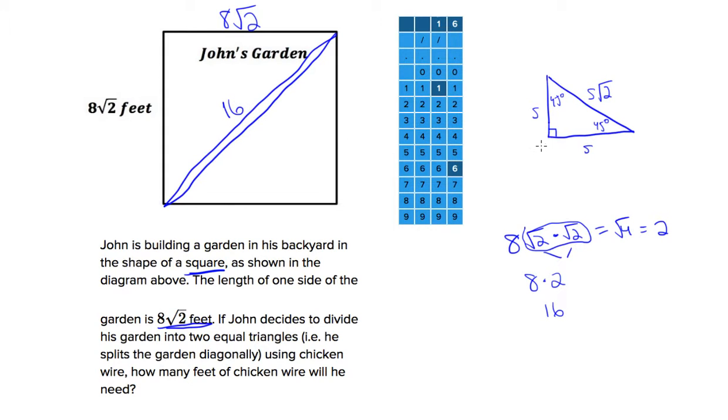If you forget the special right triangles, you can always remember the Pythagorean theorem, a squared plus b squared equals c squared. If we do that with this being a, this being b, and this being c, you'll come out with the same answer of 16 also.